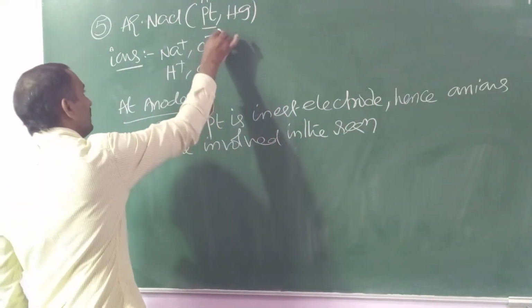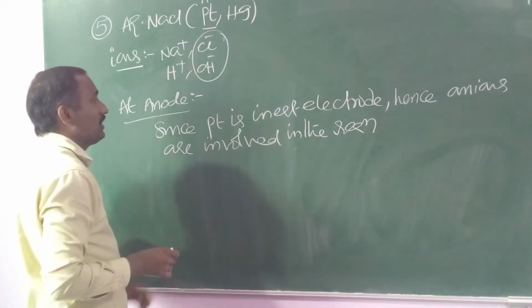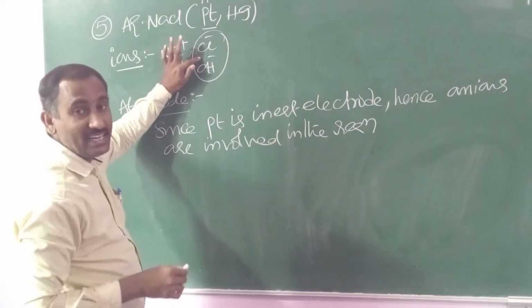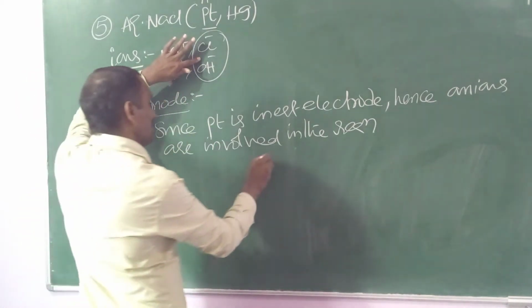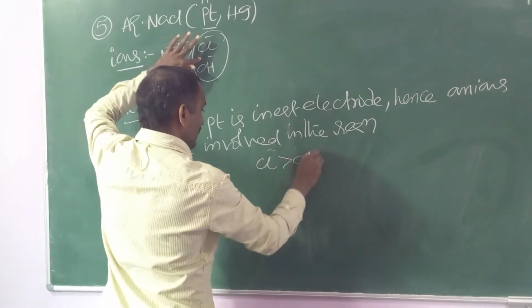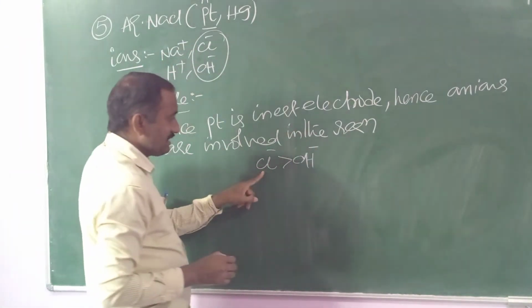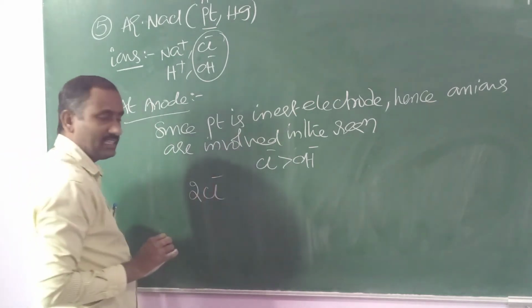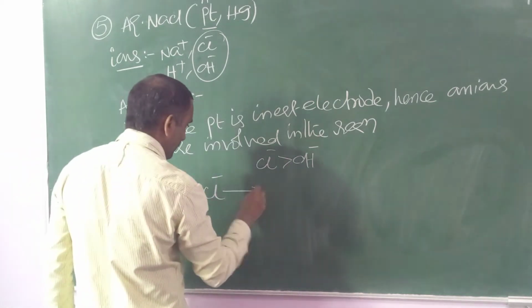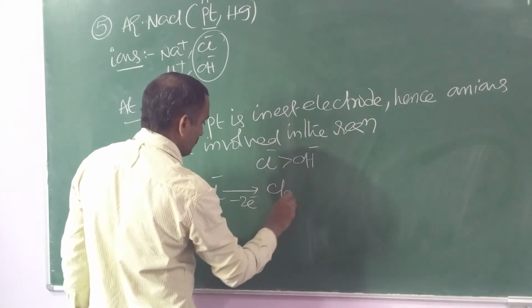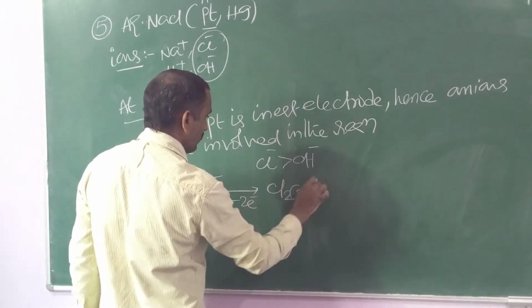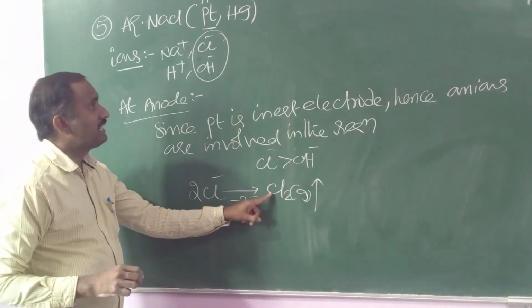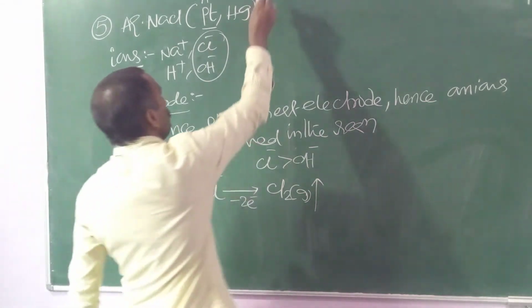Now tell me, in last class we taught, out of Cl minus and OH minus, which has more deposition tendency? Cl minus. Cl minus has more deposition tendency than OH minus. Therefore, at the anode, for balancing purposes, I am taking 2 moles of Cl minus. It loses 2 electrons and converts into chlorine gas. Therefore, at the anode, chlorine gas is liberated. Coming to the cathode.